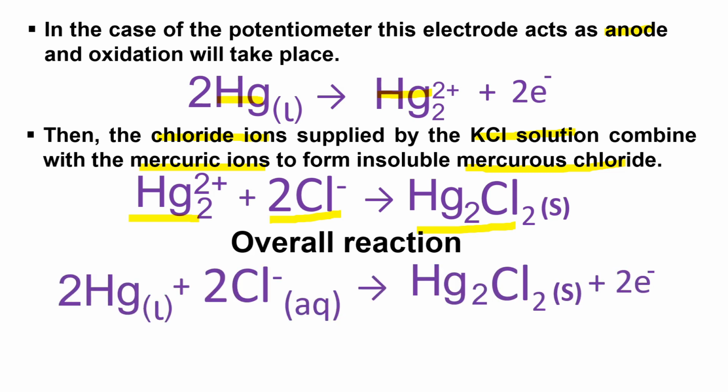Overall reaction. Here is the overall reaction. The metallic mercury combines with the chloride ion to make mercurous chloride.